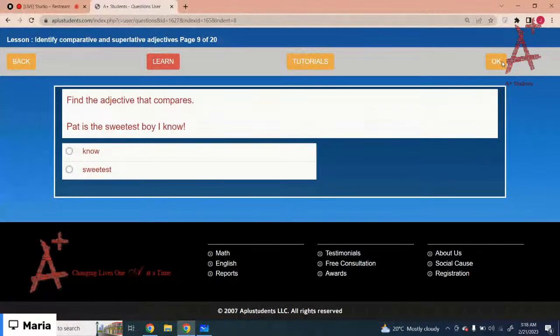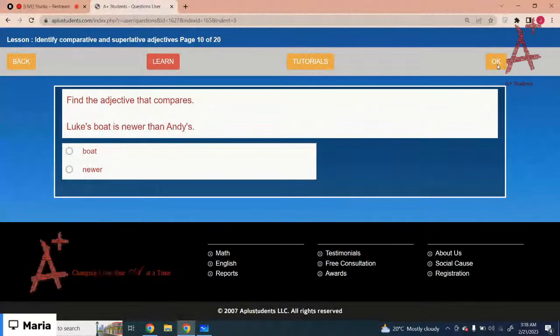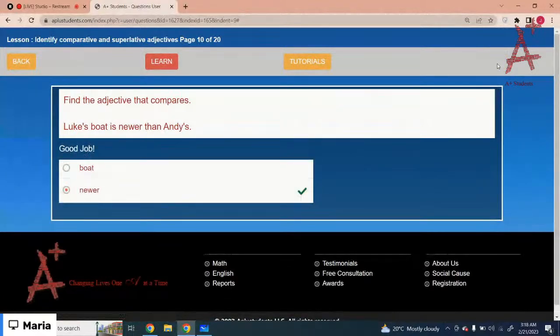Okay, the next one is: Luke's boat is newer than Andy's. So which is the correct option? Newer is the correct option. Got it? Boat is not the adjective. Newer is the adjective because it is ending with er.